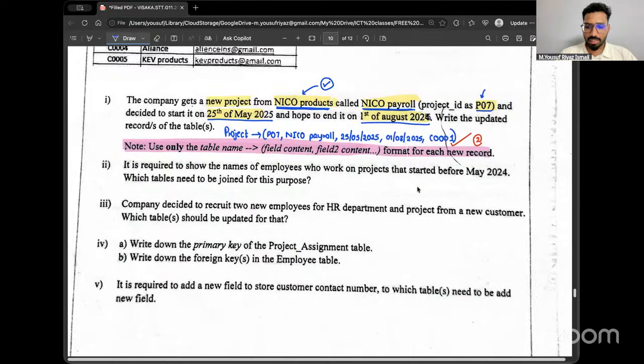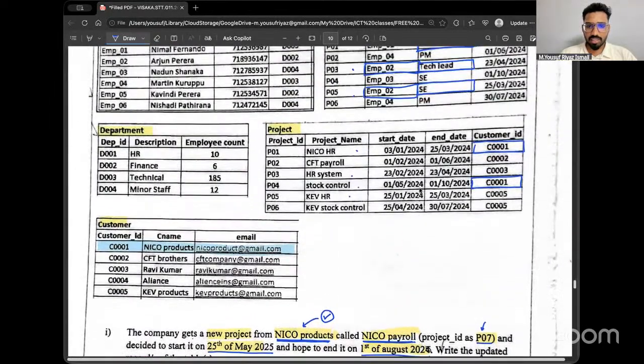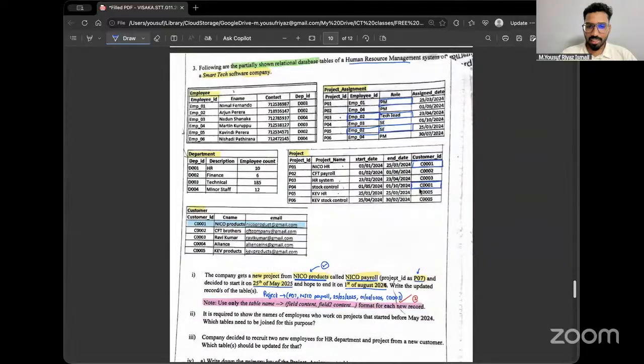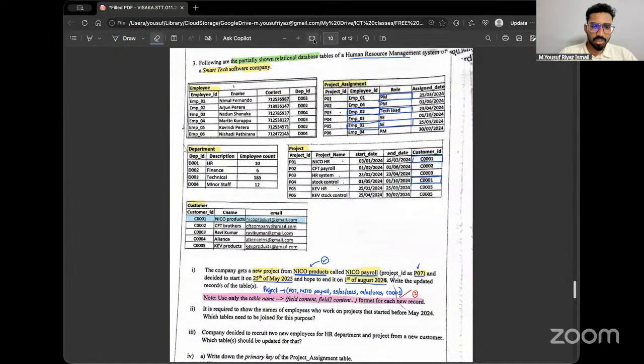Won't there be any adjustments in the project assignment table? What is the adjustment you're going to make in the project assignment table? Do we know any? Have they mentioned who is the employee assigned for the project? No. Or have they even mentioned when he was assigned or what his role was? Nothing. So there's nothing to do in the project assignment table.